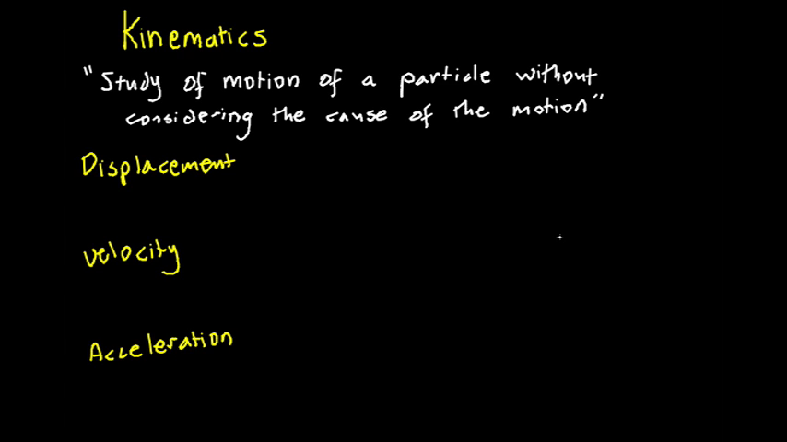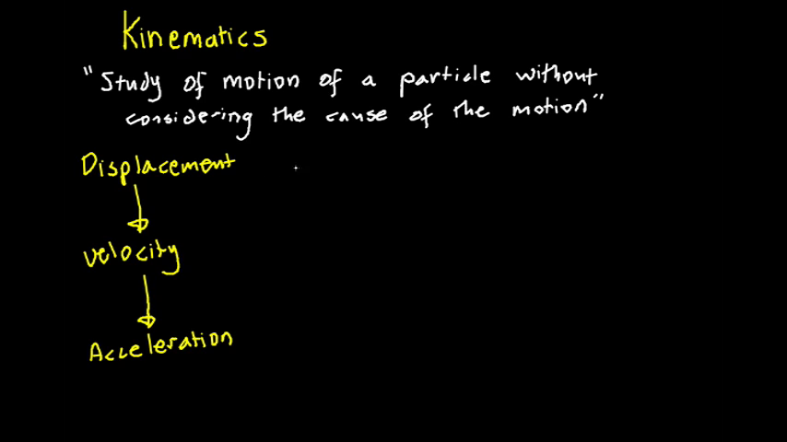Today we're going to have a look at what's called kinematics. Kinematics is basically the study of motion of a particle without actually considering the cause of the motion. When we talk about kinematics, there's really three things we look for: displacement, velocity, and acceleration, and they're all linked together, as we'll find out later on.